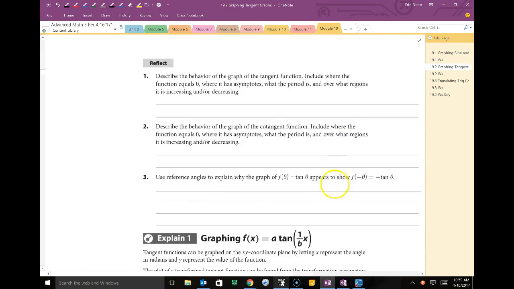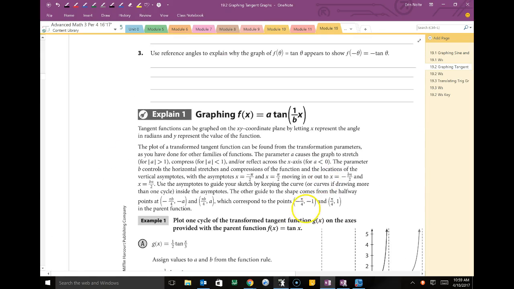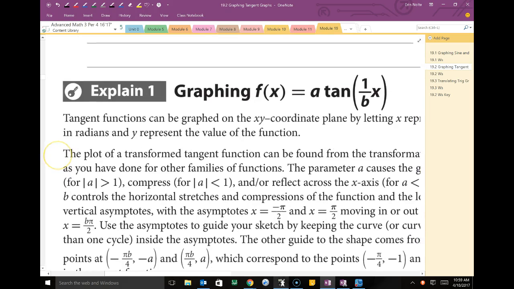Okay, so we are going to work with the exact same form that we did the previous two. So we're only doing stretching and compressing today. We're not going to do any shifts yet. So taking it nice and slow.